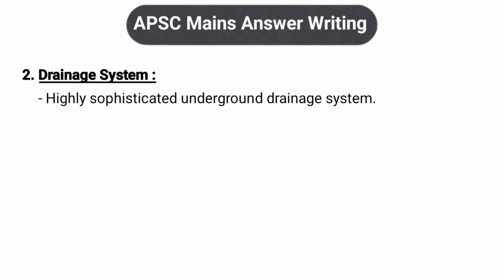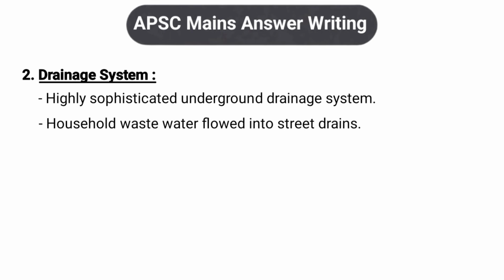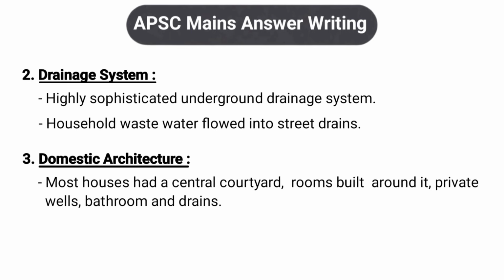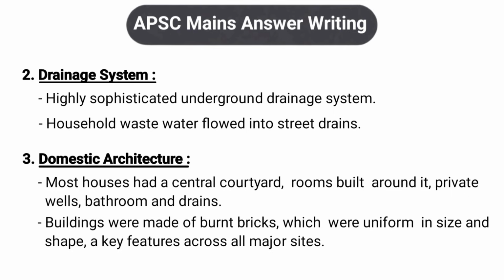Mention about the highly sophisticated underground drainage system. Household waste water flowed into street drains. Next heading, domestic architecture. Most houses had a central courtyard, rooms built around it, private wells, bathrooms and drains. Buildings were made of burned bricks, which were uniform in size and shape, a key feature across all major sites.